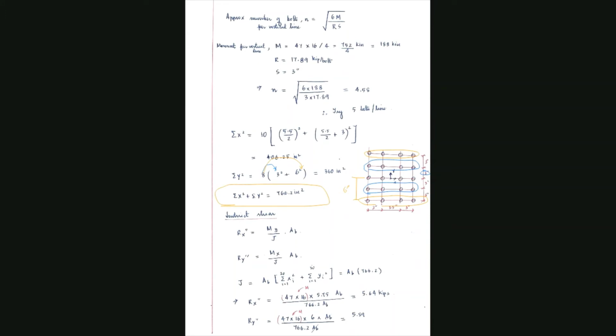Okay, doctor. And the 5.5, is it given also, or can I choose any value? No, 5.5 is given. Okay. It is given in the problem. Okay.